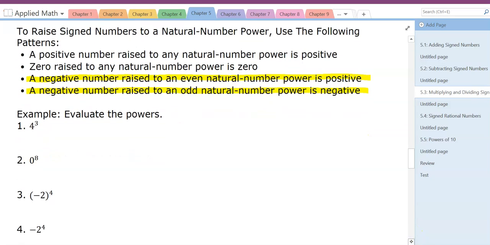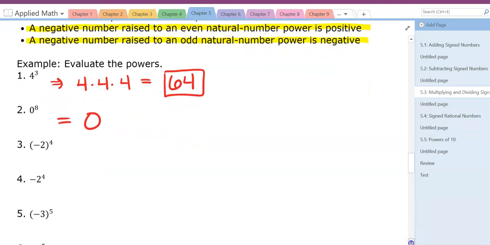So remember, numbers that have exponents, like 4 to the 3rd, that's the same thing as taking 4 times 4 times 4. What's 4 times 4 times 4? 64. Most calculators have an exponent button on them that you guys can use too, so you don't have to write it out. You should just be able to use that key. Number 2, 0 raised to the 8th power is going to be what? 0.